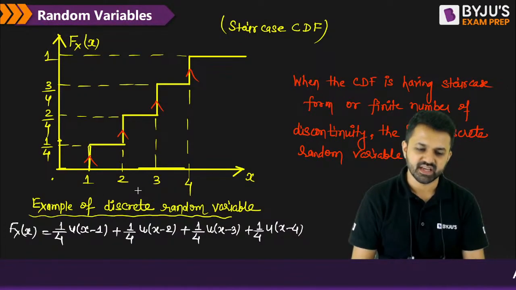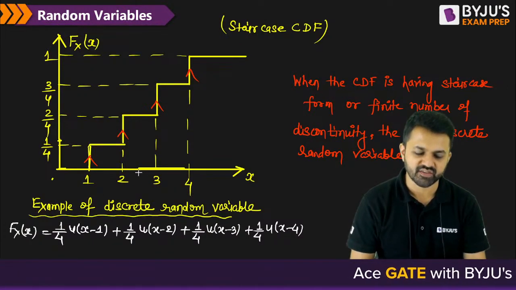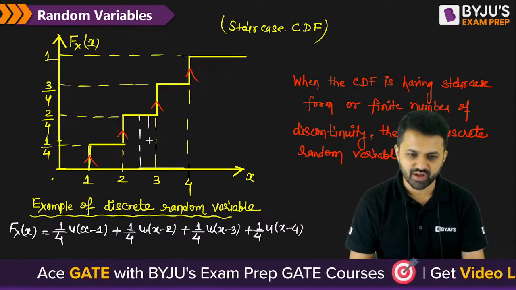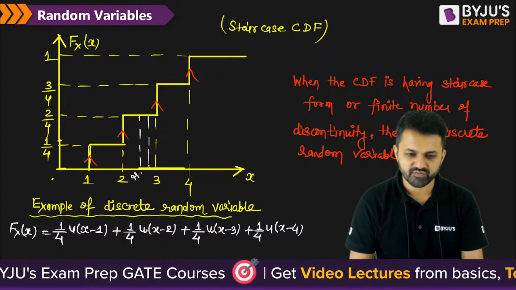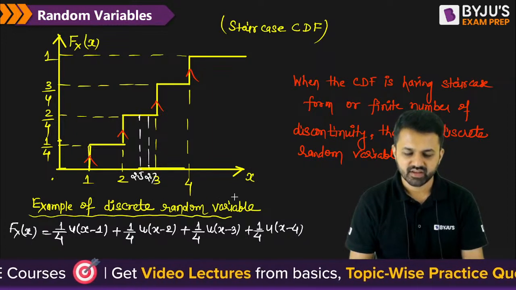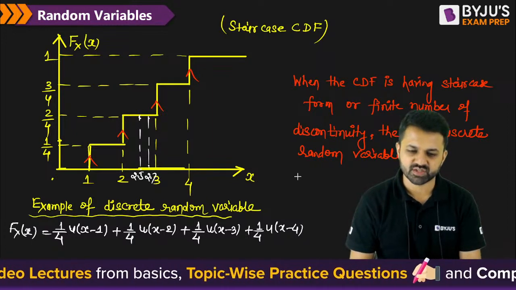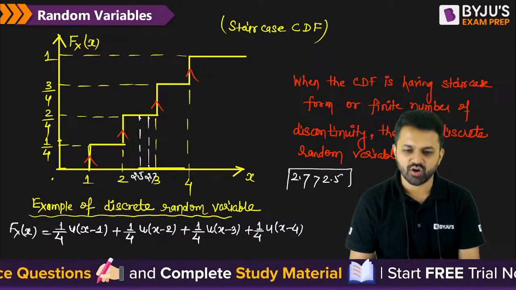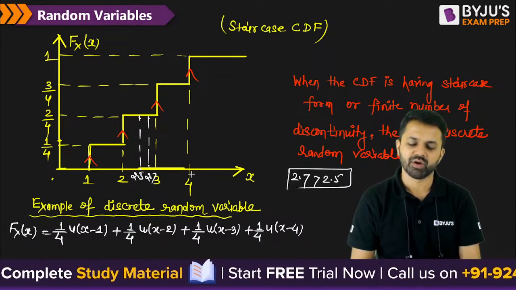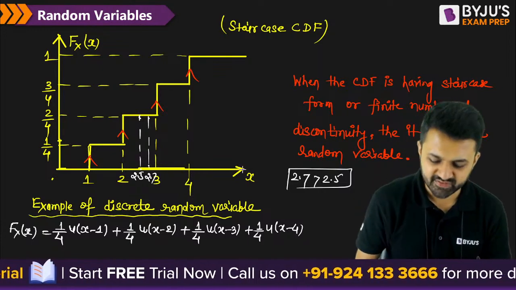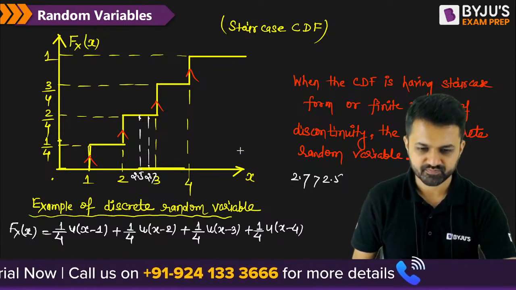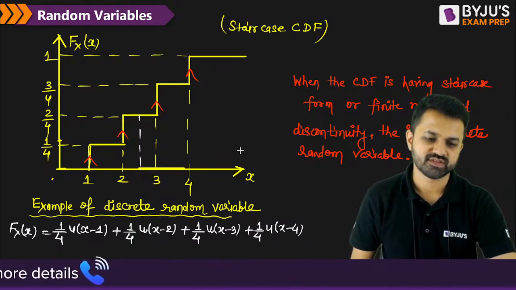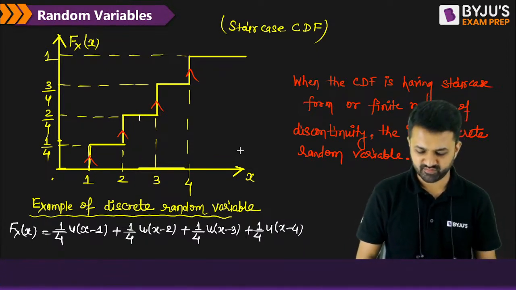Here also you can see, if you choose two different values of x, suppose you choose two values like 2.5 and 2.7. So 2.7 is greater than 2.5, but the value of CDF is equal, which is 2 by 4.